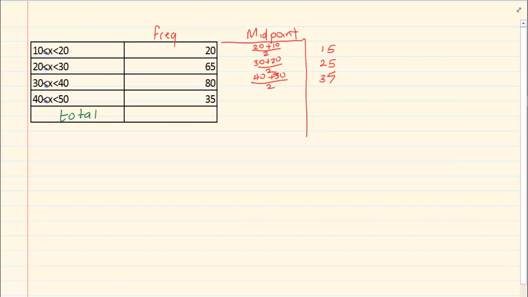So 40 plus 30 is 70 divided by 2. And then we got 50 plus 40 divided by 2, which is going to give us 45. So these are the values we are going to press in our calculator.